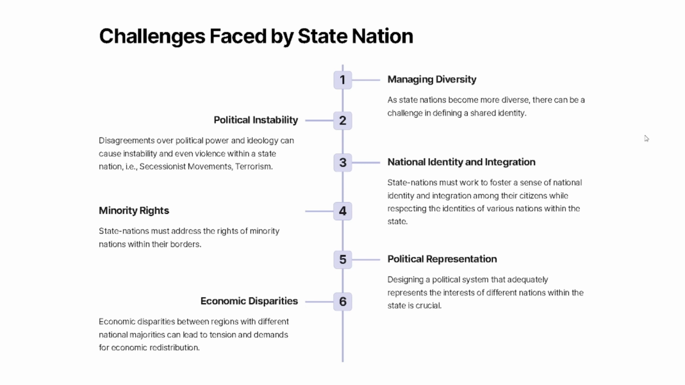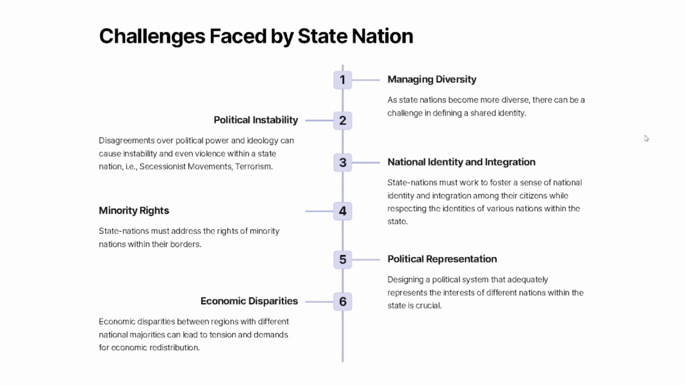The example, you can say, is Hindu Muslim conflicts or Christian Jews conflicts. It is important, crucial for the government to manage these kinds of diverse ethnic groups and nations inside the country. The second challenge faced by nation state or state nation is political instability.